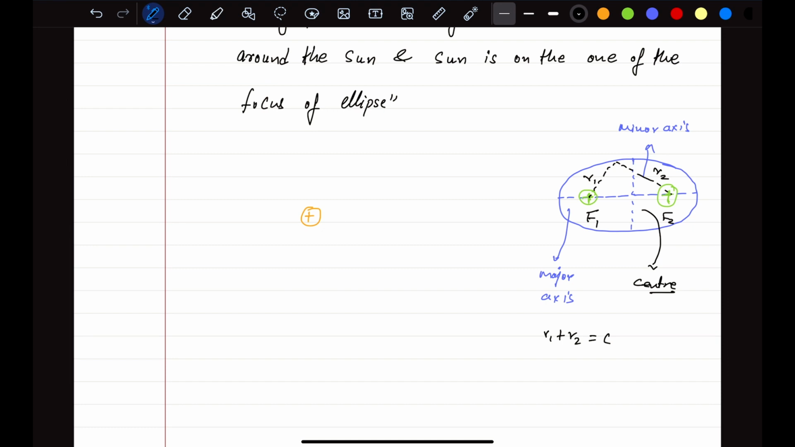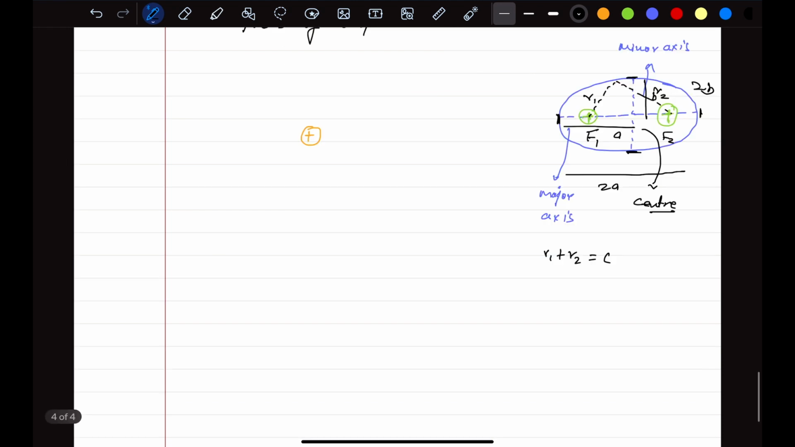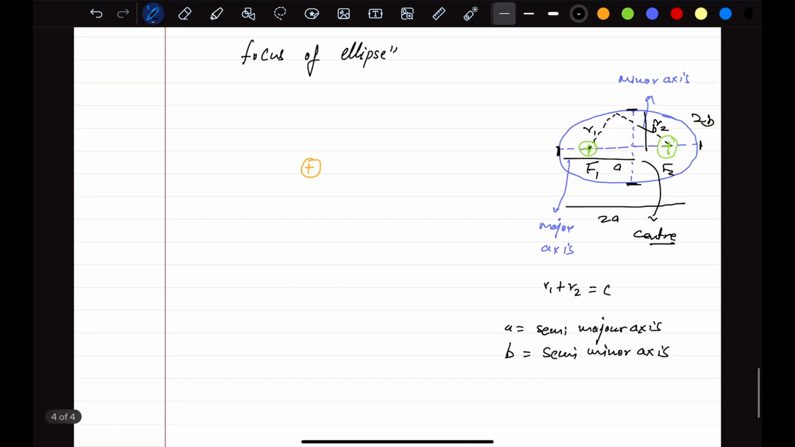The major axis is denoted by 2a, which is the distance between this point and this point, and the minor axis is denoted by 2b. Half of the minor axis is called the semi-minor axis, and half of the major axis is called the semi-major axis. So half of this value will be b, the semi-minor axis, and this is the semi-major axis. Let me write down: a is the semi-major axis and b is the semi-minor axis. So this is about an ellipse.